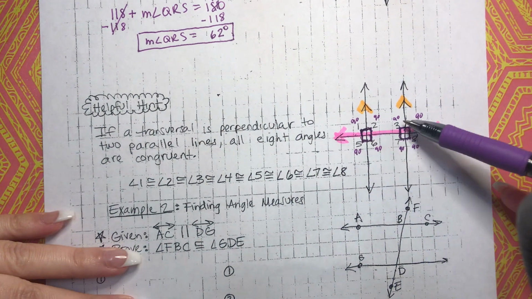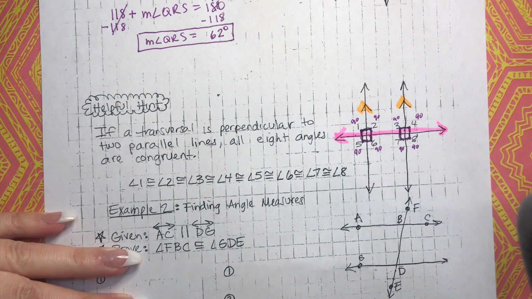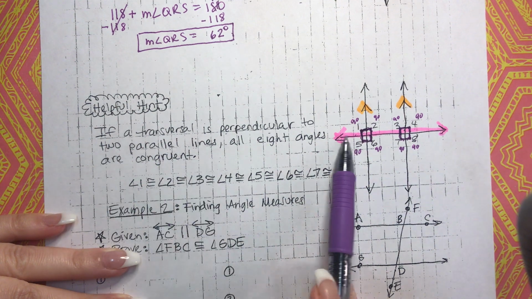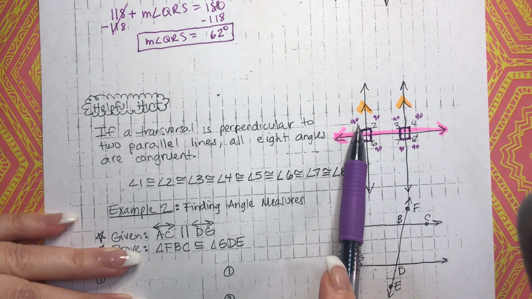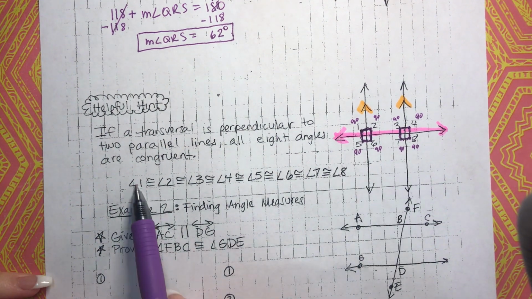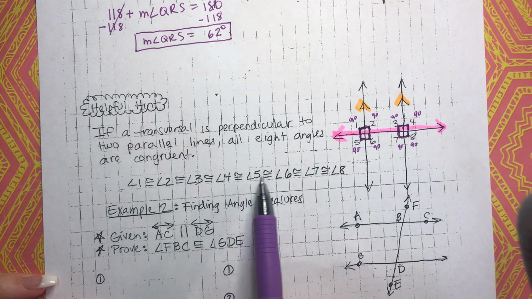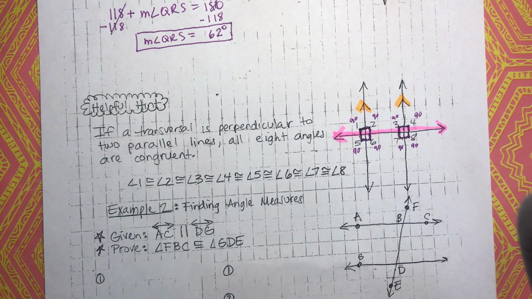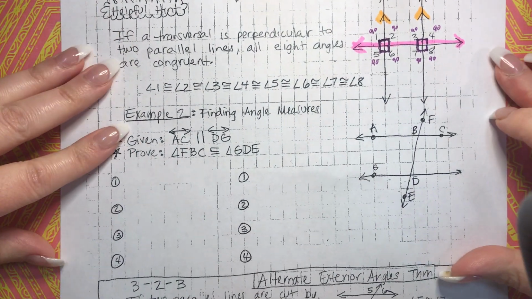There's a lot of corresponding angles postulate. There's a lot of vertical angles. We can also do a linear pair because we know linear pair, they add up to 180 degrees. So let's read this again. If a transversal is perpendicular to two of the parallel lines, all 8 angles are congruent. So that's kind of interesting. So angle 1 is congruent to angle 2, which is congruent to angle 3, is congruent to angle 4, 5, 6, and 7, 8. They're all congruent. All right. Just a little helpful hint. All right, let's move on to example 2.